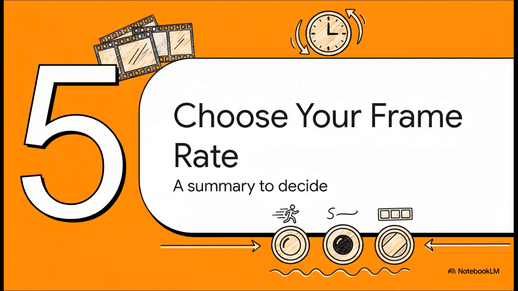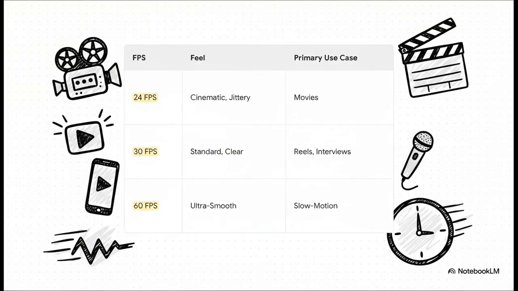Okay, so we've gone through the big three. Let's put this all together in a really simple way so you can figure out exactly which frame rate is the right tool for your next project. And here it is, your ultimate frame rate cheat sheet. It's this simple. If you want that classic, cinematic, jittery feel, go with 24 FPS. If you're making pretty much any standard online content, your vlogs, your reels, your interviews, 30 FPS is going to be your workhorse. It's clear, it's standard, it's perfect.